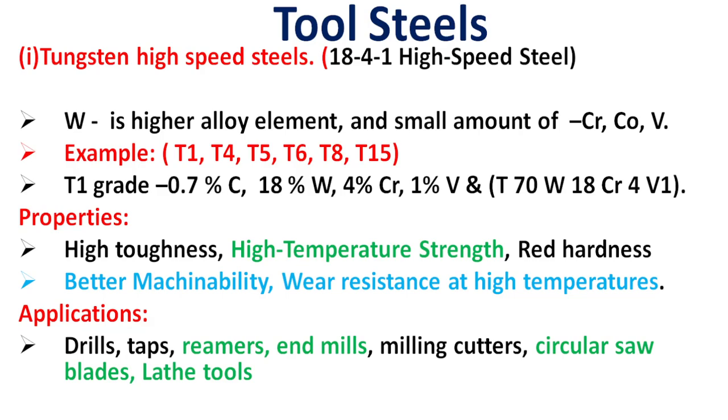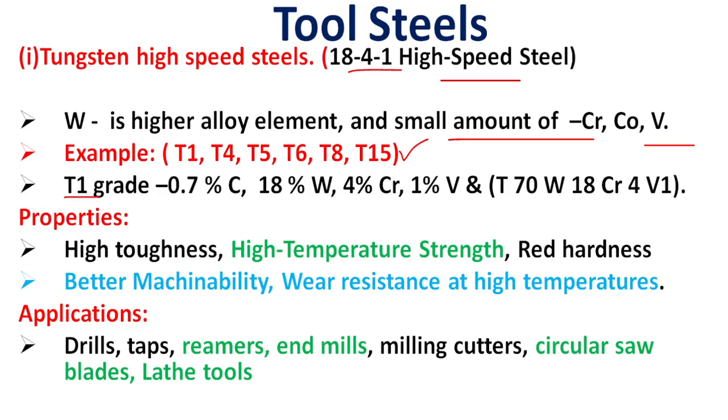The first one is tungsten high speed steel. One of the examples of tungsten high speed steel is 18-4-1 high speed steel. Tungsten is the high alloying element, with a small amount of chromium, cobalt and vanadium. Examples are T1, T4, T5, T6, T8, T15, which are the various grades of tungsten high speed steel.